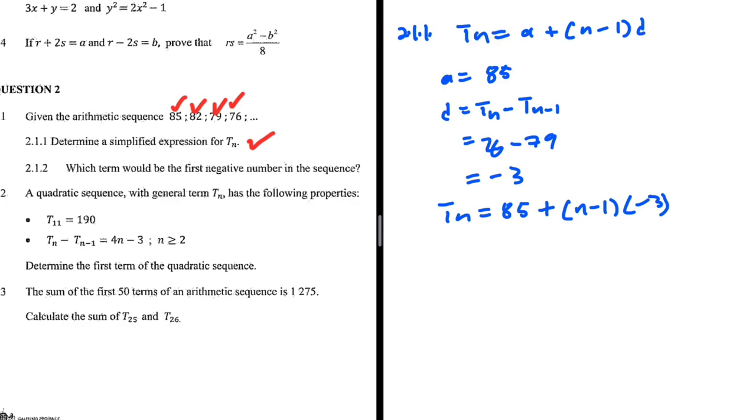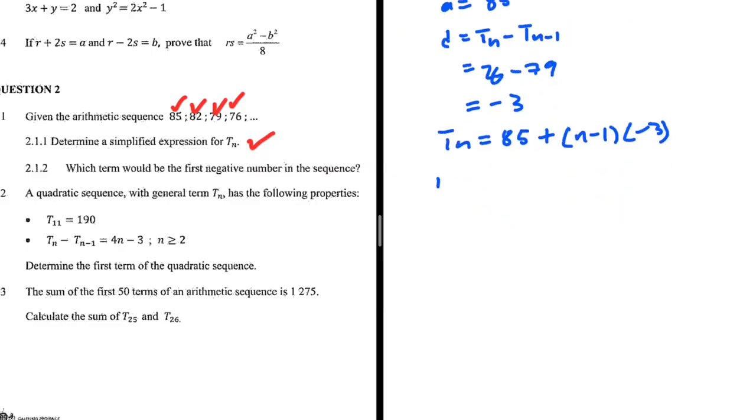Well, we can further simplify this and make it a simplified expression. So Tn will be equal to 85, n multiplied by minus 3, so minus 3n, and then minus 1 multiplied by minus 3, that is plus 3. So we have minus 3n plus 88.